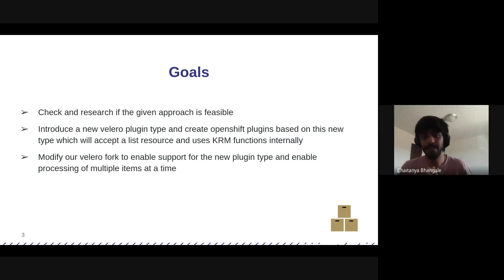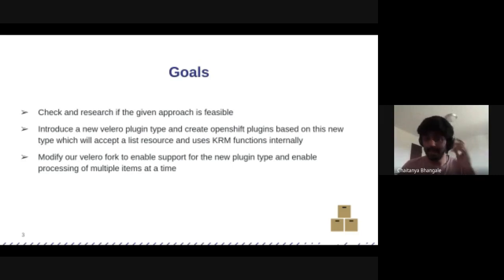Then secondly, as I mentioned in the motivation, we plan to introduce new plugin types, which are KRM backup items and KRM restore items, which will accept a resource list as compared to the single resource they accept currently. And the third thing is we need to modify our Velero fork to enable the new plugin type and pass in a resource list so that we are able to process multiple items at a time and ultimately improve the performance of the Velero backup restore process.